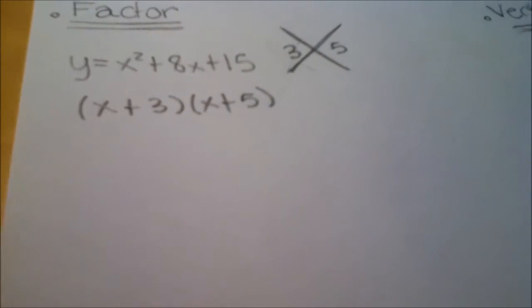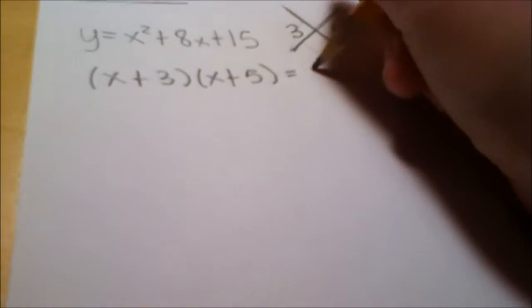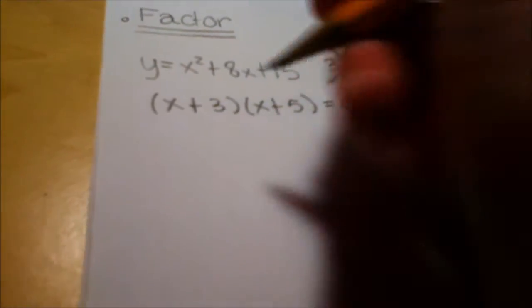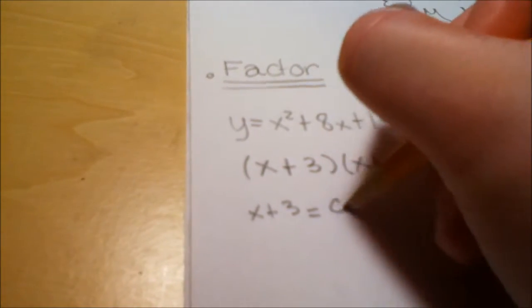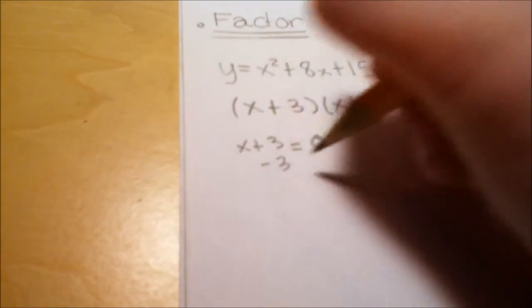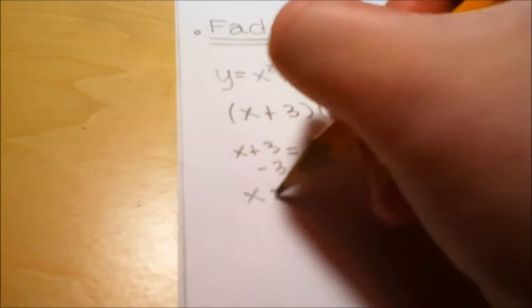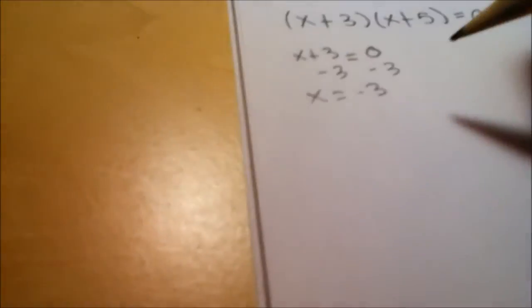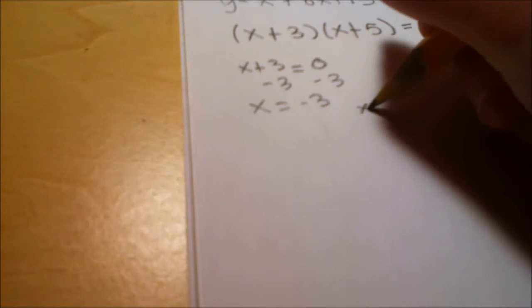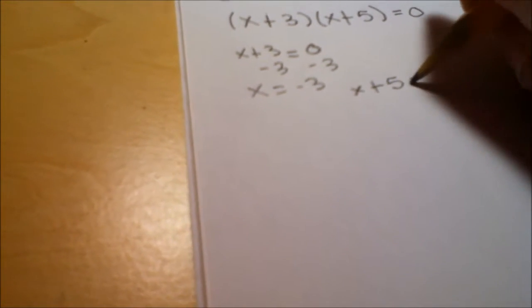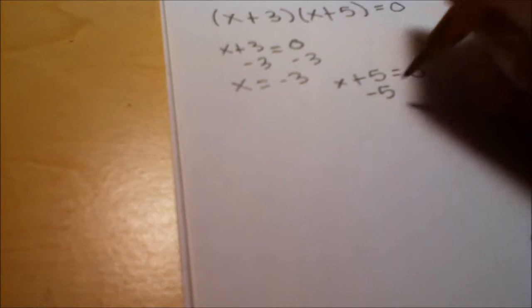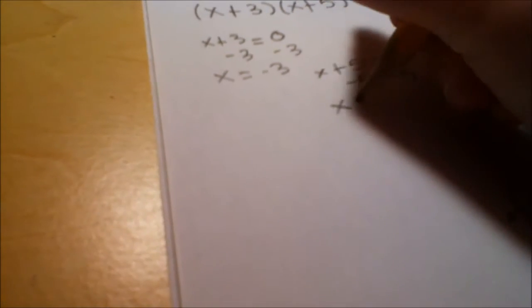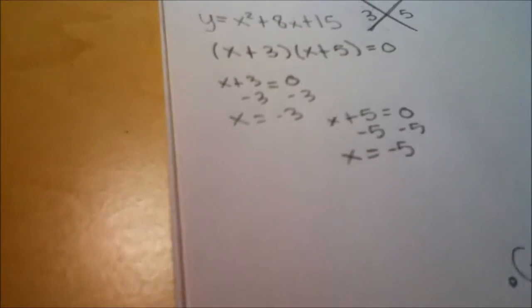And then if you want to find the coordinate points, then you set it equal to 0, and then solve. So x plus 3 equals 0. You subtract the 3 from both sides, which leaves you with x equals -3. So that's your first point where the parabola hits the x-axis. And then you set x plus 5 equal to 0. Subtract 5 from both sides, which leaves you with x equals -5. So that's how you factor it.